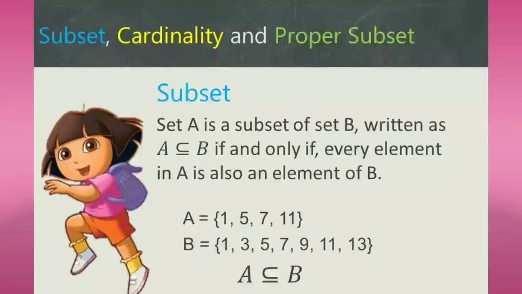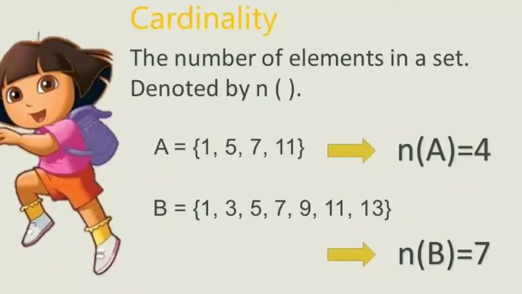I will use our language. Kung ang lahat daw ng elements sa A ay kasama sa set B, sa element ng set B, therefore, A is a subset of B. Okay? For example, set A: 1, 5, 7, 11. Lahat ba ng elements sa set A ay makikita sa set B? Yes! Therefore, A is a subset of B. Okay? Did you get it? Very good! Let's proceed now to cardinality.